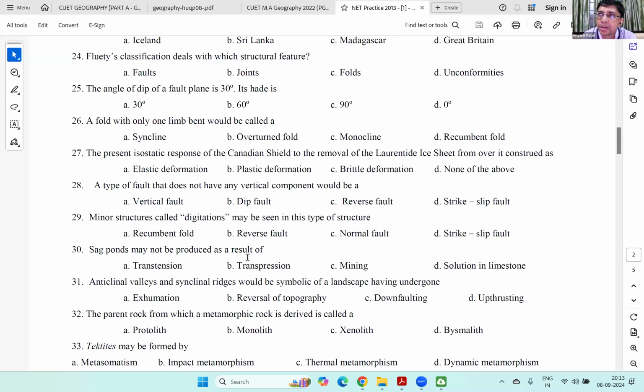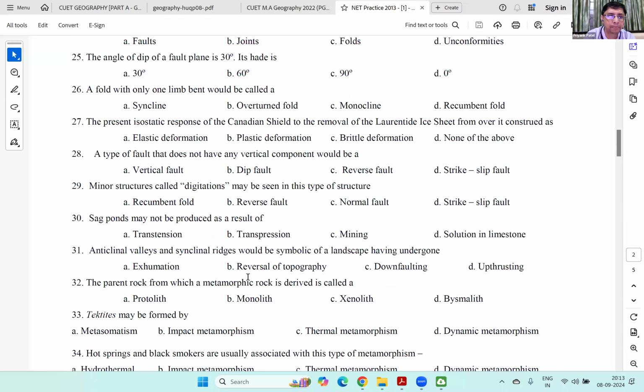Then tektites, number 33. Please, when you give the option, it is better to write the question number. So tektites will be formed by what? Metasomatism, impact metamorphism, thermal metamorphism, dynamic metamorphism. Metasomatism means hydrothermal metamorphism, okay? Hot saturated chemically charged liquids. Tektites are a very unique type of rock. They are formed when a meteorite strikes the crust of the earth. So it's impact metamorphism. Okay. So that's something to keep in mind.